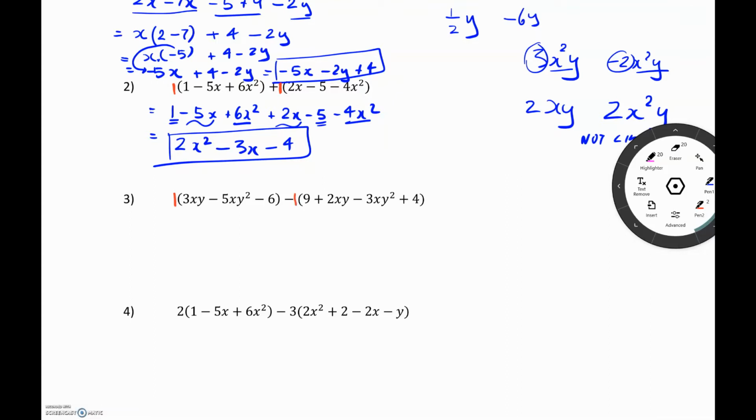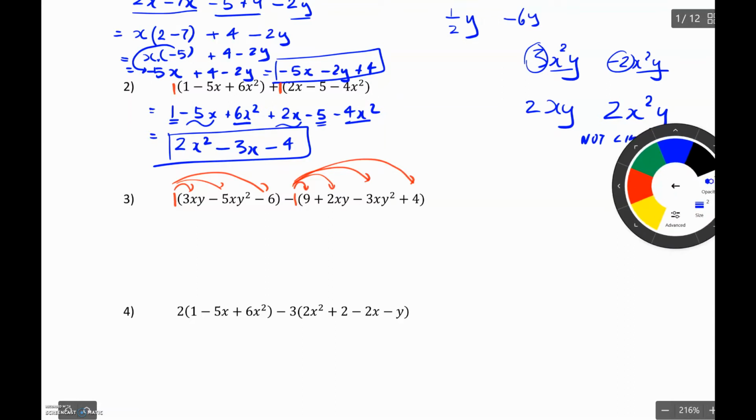So we're going to have to do the distributive rule here. When you have a 1, it doesn't change the value of the expression. Then we have the 1, negative 1 to the 9, and so on. So if we do this now, we're going to get 3xy minus 5xy squared minus 6.